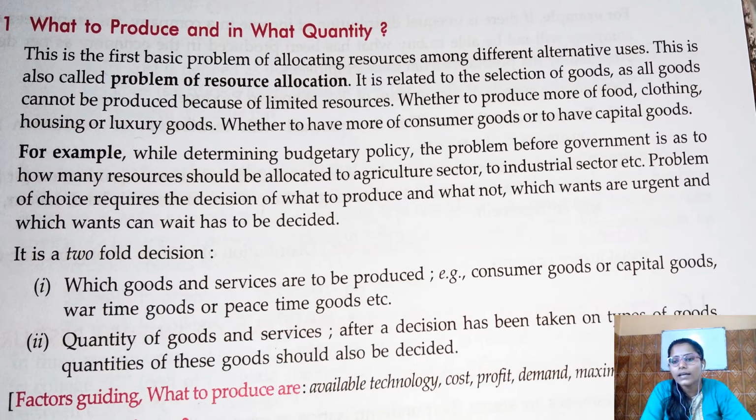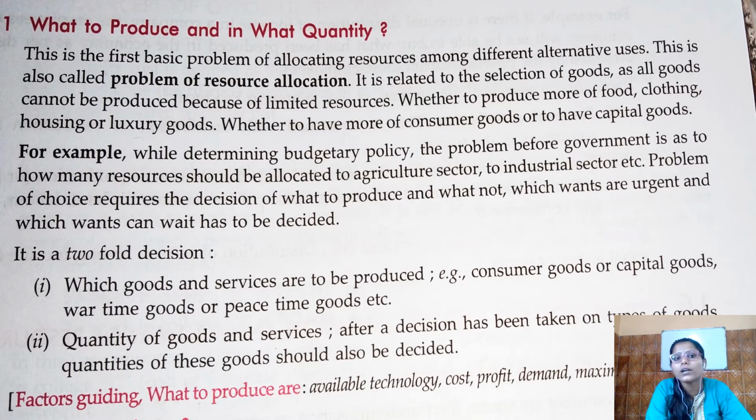If you have land and you want to cultivate it, then you have various alternative uses for such land, and you decide what to produce. You produce rice or you produce wheat. This is your choice, and economics is based on the problem of choice.